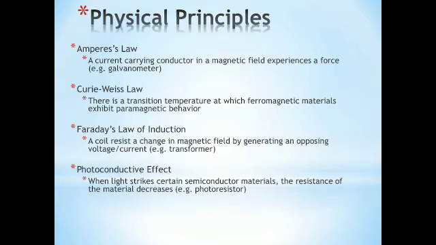Curie-Weiss law: there is a transition temperature at which ferromagnetic material exhibits paramagnetic behavior. The third is Faraday's law of induction: a coil resists a change in magnetic field by generating an opposing voltage or current. Example is a transformer. Photoconducting effect: when light strikes certain semiconductor material, the resistance of the material decreases.